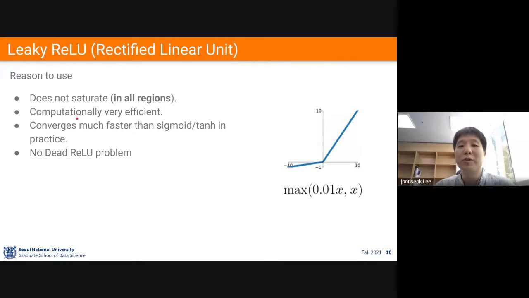And this is computationally efficient because, as I said, in the positive region, the gradient is always 1. In the negative region, it is this 0.01 here. And for that reason, it still converges much faster. And no dead value problem here, because even if it starts with some negative outputs, still we can update because the gradient is not 0 here.